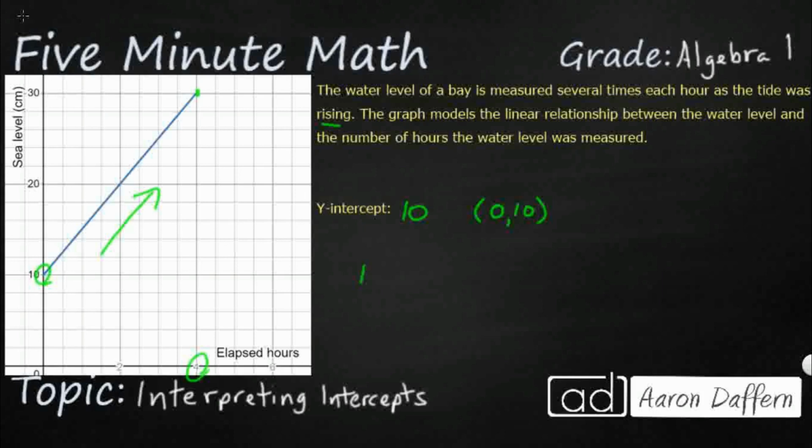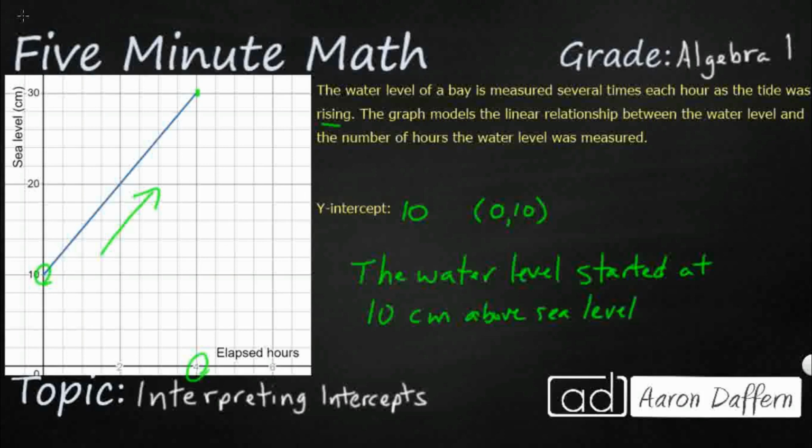So the water level, looks like this was already starting before, or in the midst of the high tide there, started at 10, and this is centimeters above. And since we know that it's talking about the water level of a bay, we can say 10 centimeters above sea level. So they started measuring not at the very beginning of that high tide, but apparently there had already been a little bit of time before they started measuring, and that's what that y-intercept means.